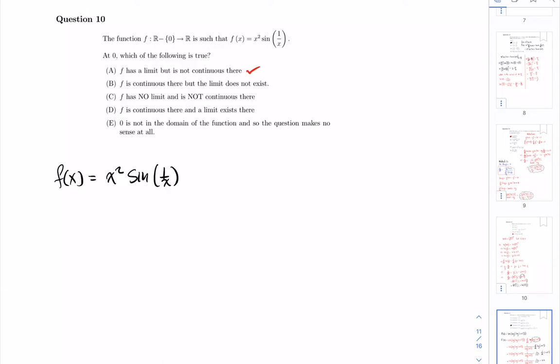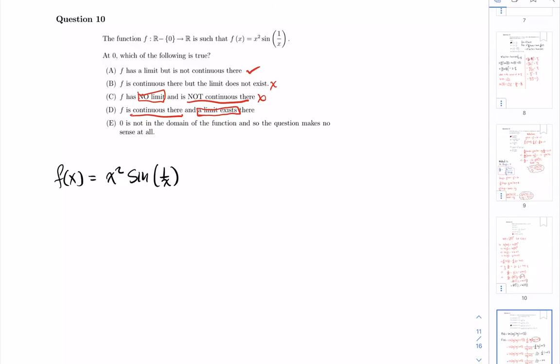Because that sounds true. Part B says f is continuous there, but the limit does not exist. Obviously, the limit exists, all right? And the function is not continuous there. Part C, f has no limit and is not continuous there. So, it's not continuous there, which is true, but the limit exists, okay? Part D says f is continuous there, which is wrong, and the limit exists. So the limit exists, but it's not continuous there, okay? 0 is not in the domain of the function, and so the question makes no sense at all.